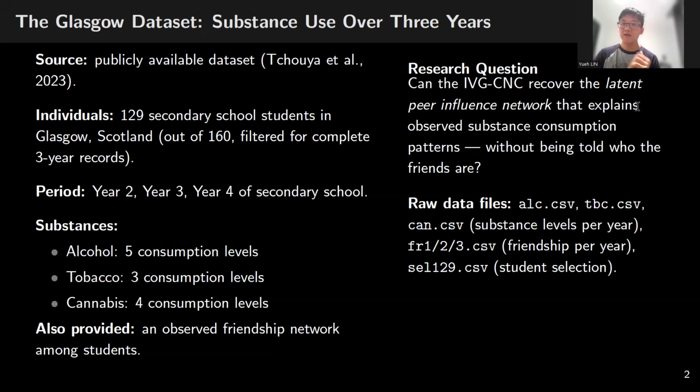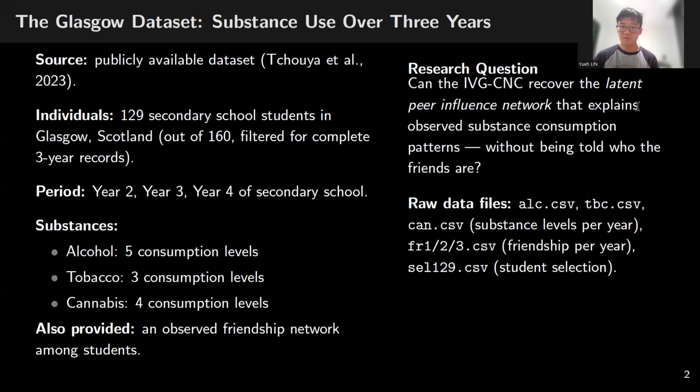To the right-hand side, we see the research question will be the following. Can the inverse voting game model recover the latent peer influence network that explains observed substance consumptions without ever being told who their friends are? If the answer is yes, and if the recovered network using our algorithm is close to the given friendship network, it tells us that the peer influence on those substance uses is largely affected by those friendship ties.